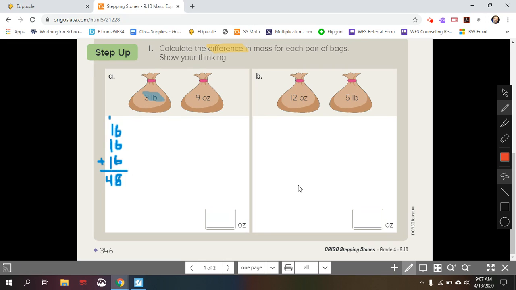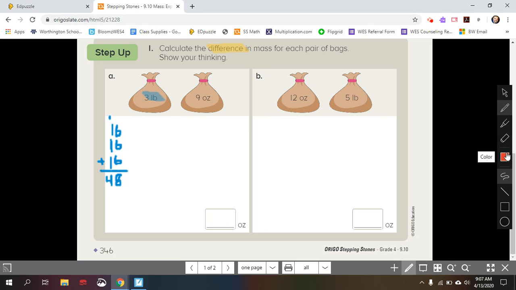We've got 3 pounds in one of my bags and 9 ounces in the other one. And if they want us to subtract these, we have to make sure the labels or the units are the same. So what I did here was I know that 1 pound is worth 16 ounces, and this bag has 3 pounds in it. So I did 16 plus 16 plus 16, or I could have just done 16 times 3.